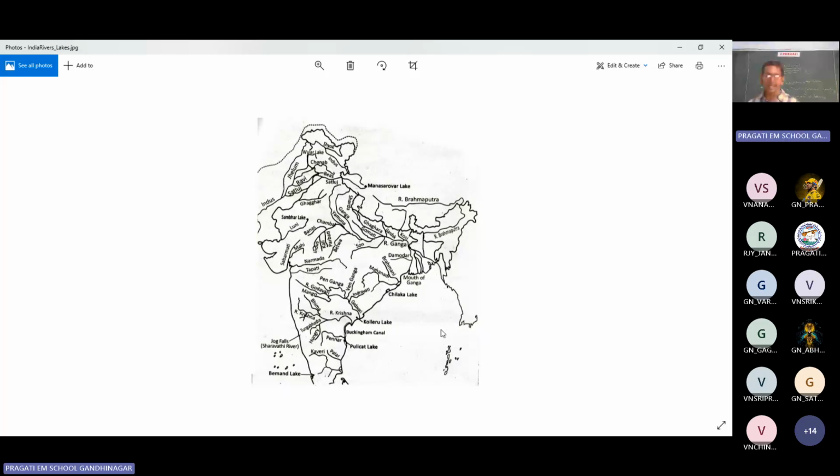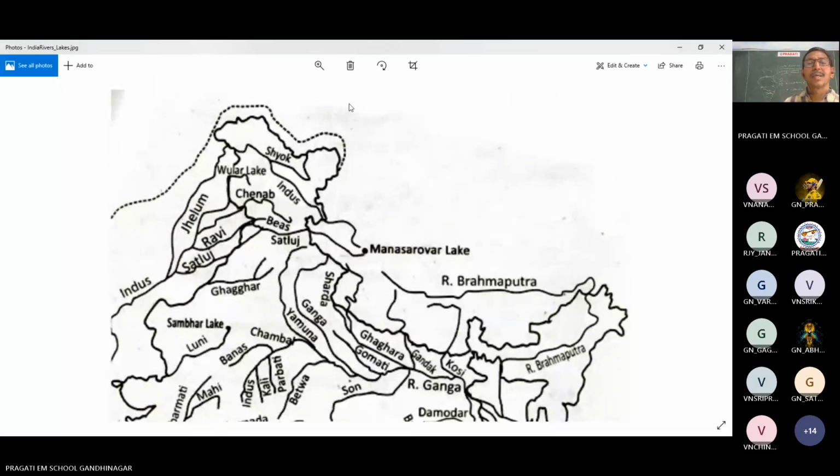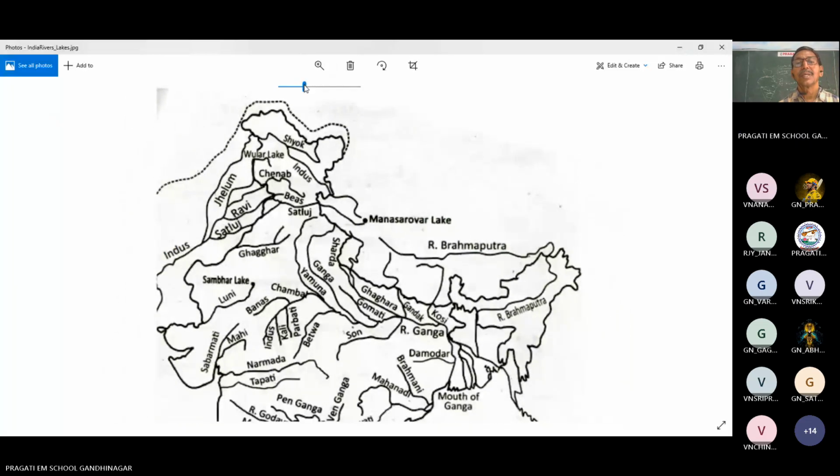Children, see, I can share the screen now. You can find some river systems now. Rivers like the Ganga River, see. River Ganga. Its main tributary is the Yamuna River, see. Next here Gagra, Gandak, Kosi River, see here.